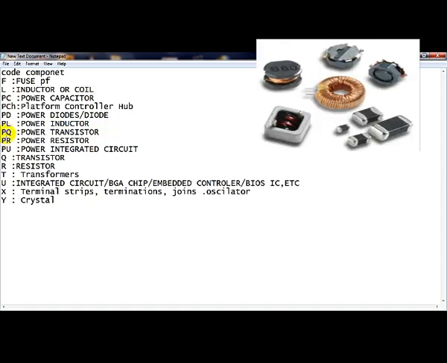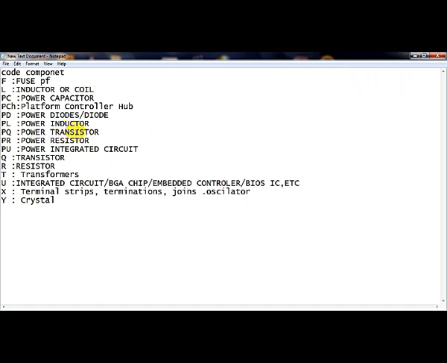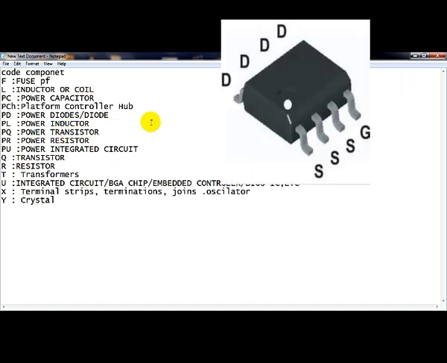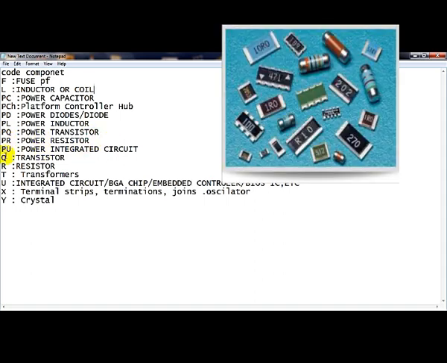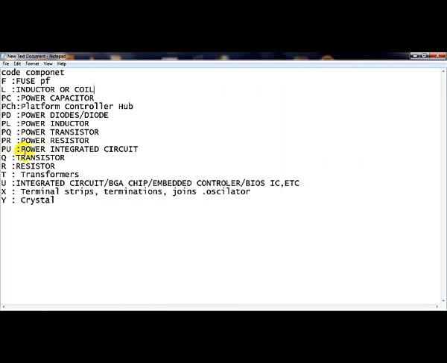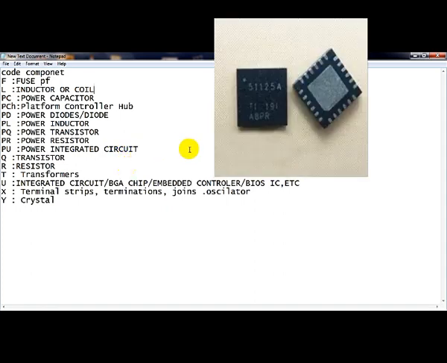And PQ: P means power, Q means transistor, looks like this picture. And PR, power resistor, looks like this. And PU: P is power, U is integrated circuit, power integrated circuit, also looks like this.